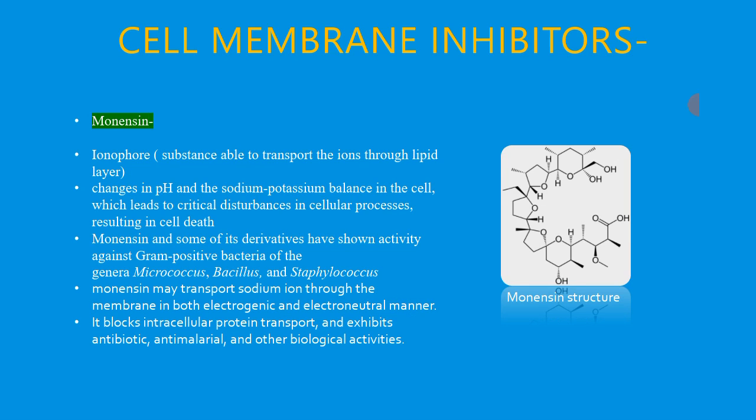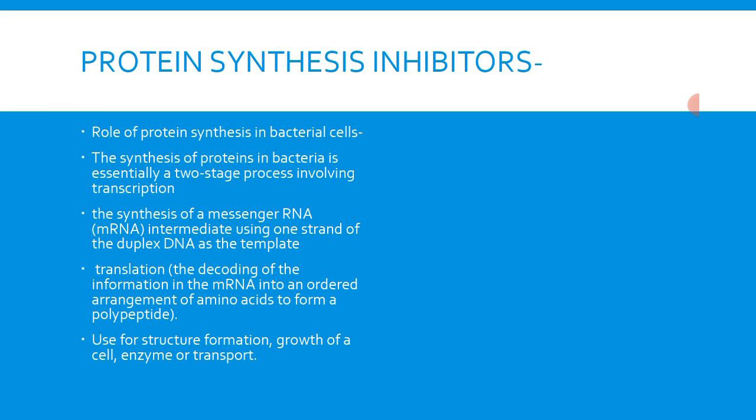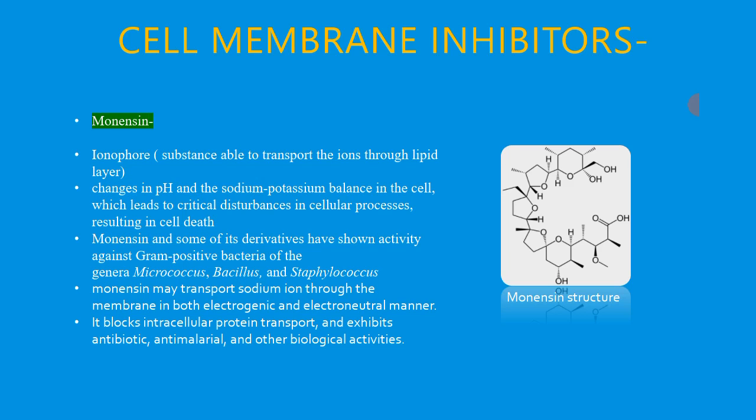On the right hand side you can see the structure of monensin. It is basically an ionophore. What is an ionophore? A substance which transports ions through the lipid layer. Okay, it will make changes in the pH and it will disturb the potassium sodium stability in the cell. This is monensin. Now we will see the second protein synthesis inhibitor.